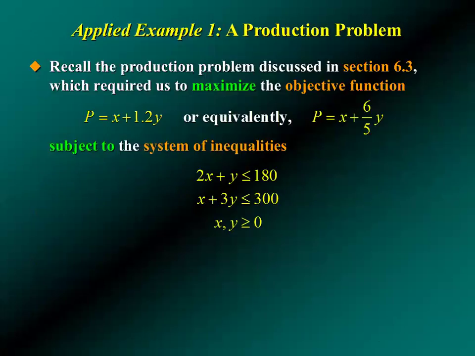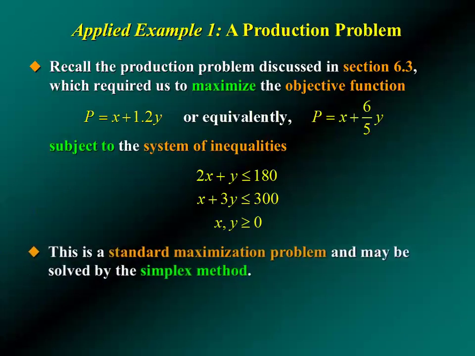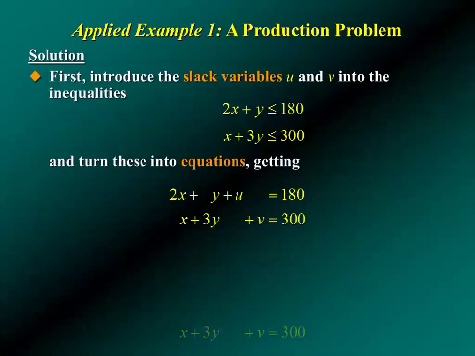For the constraints, we're going to add a slack variable to each constraint to make it an equality constraint. For the first constraint, 2x plus y less than or equal to 180, I add a slack variable to make it equal to 180. For the second constraint, x plus 3y less than or equal to 300, I add a slack variable v to make it equal to 300.